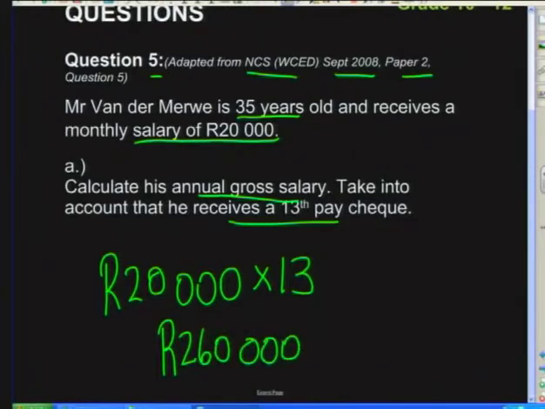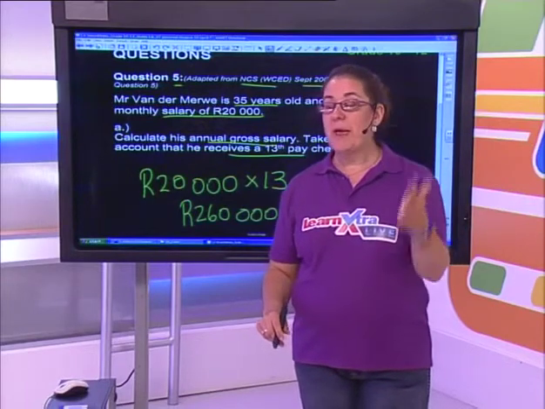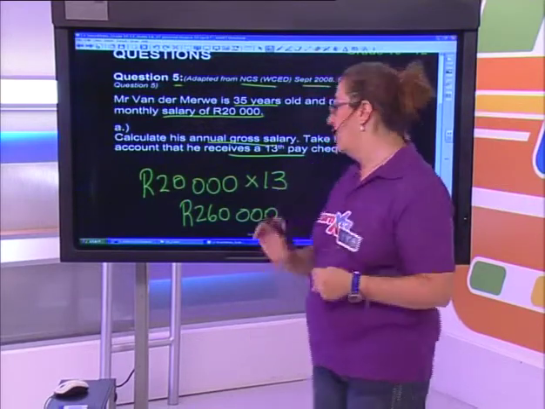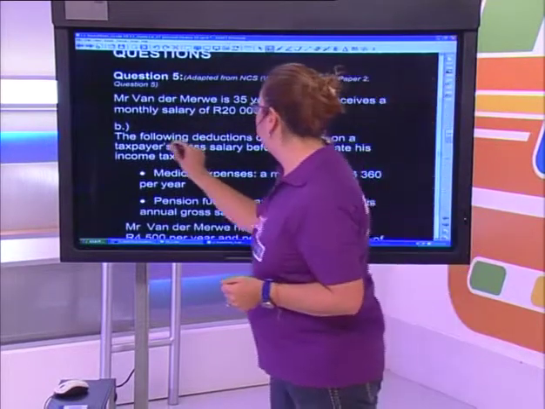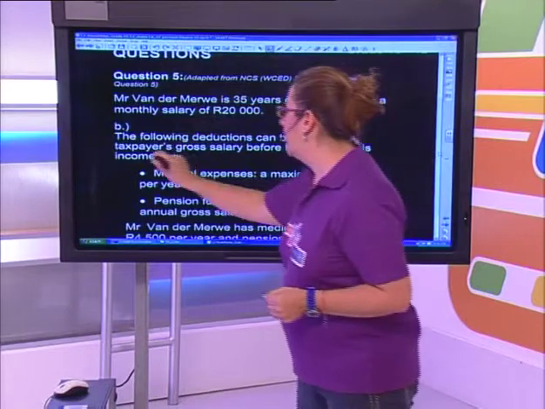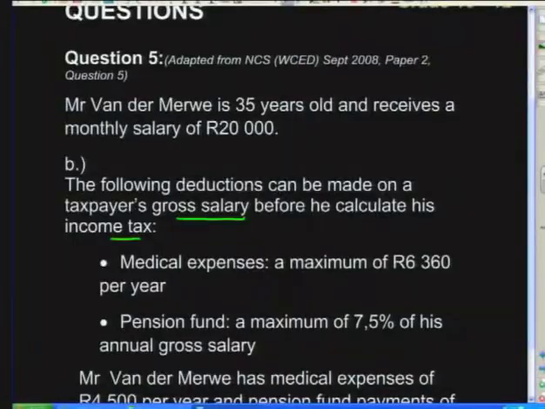Now bear in mind, this is a paper 2 question, but there's nothing hard about this. So paper 2 is not always that hard. A lot of easy questions in it. Then we have the following: deductions can be made on a taxpayer's gross salary before you calculate his income tax.